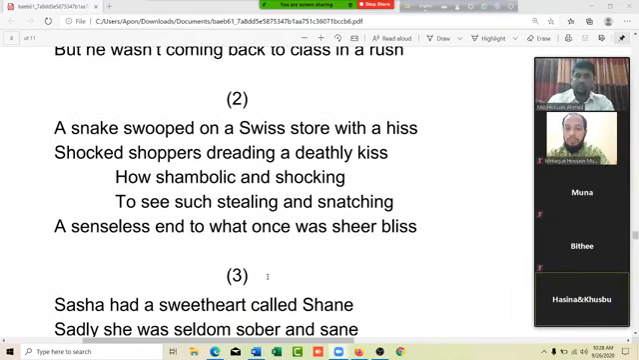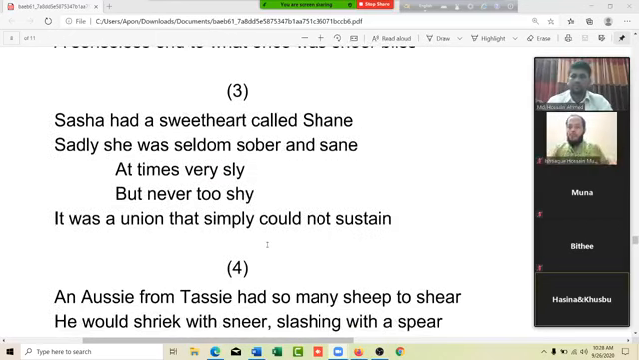The poem number 2. A snake swooped on a Swiss store with a hiss. Shopkeepers dreading a deadly kiss. How symbolic and shocking to see such stealing and snatching. A senseless end to what once was sheer bliss. 3.